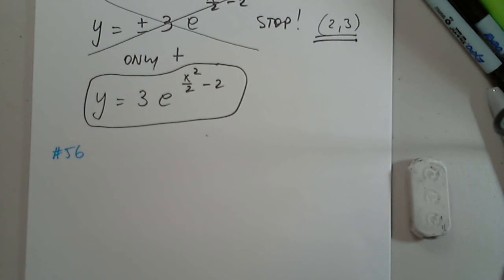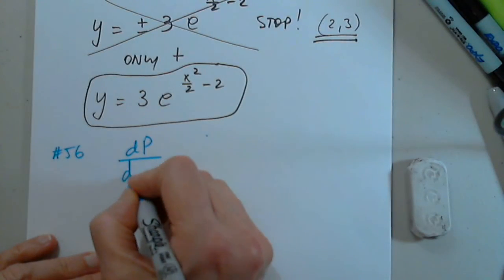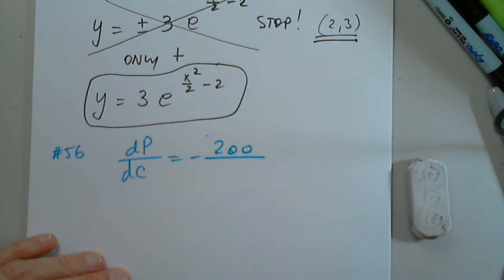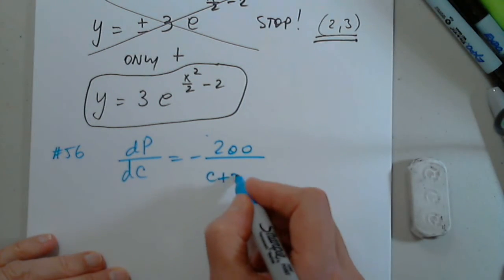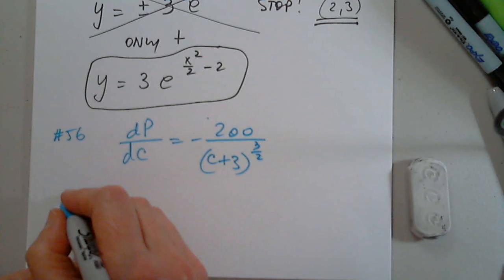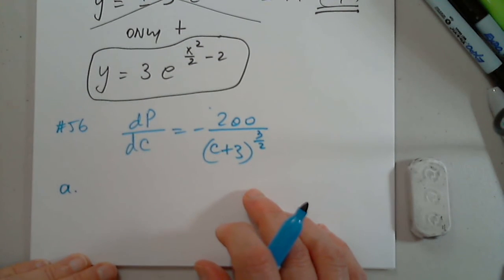Okay, so Hannah's hat company, its marginal profit P as a function of its total cost C is given by dP over dC is negative 200 over (c plus 3) to the 3/2. Find the profit function P of C. And we are given a point. Can anyone dictate the point? I just want to make sure you tell me the point correctly.